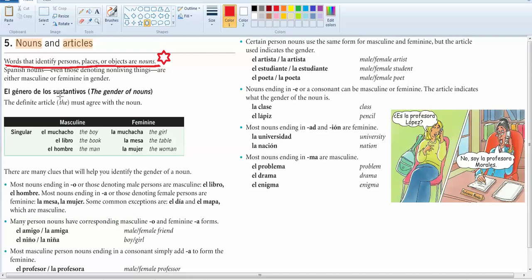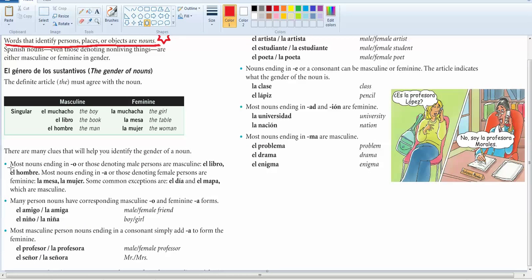El género de los sustantivos, the gender of nouns. So what we want to do is figure out what the gender of a noun is. And they're telling you here that the definite article, the, must agree with the noun. Okay. There are many clues that will help you identify the gender of the noun. So we'll skip over this. We'll come back to that in a minute.